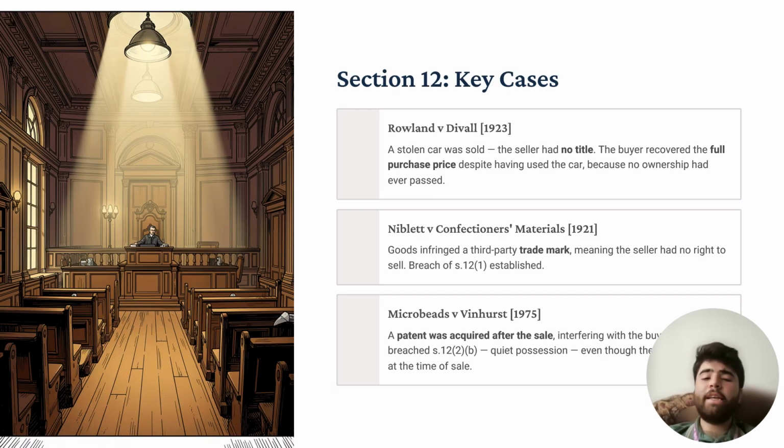Let me now look at the key cases for section 12. The first case is Rowland v. Divall from 1923. In this case, a car dealer bought a car from the defendant. After using the car for 2 months, the police came and took it back because the car had been stolen. The defendant had no legal right to sell it.